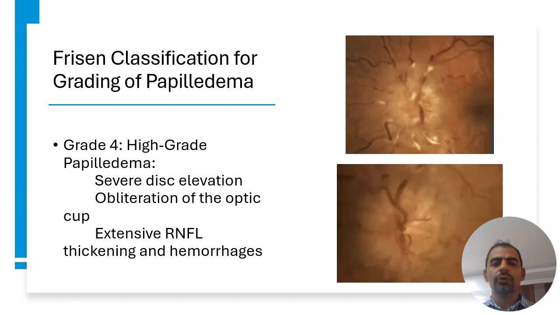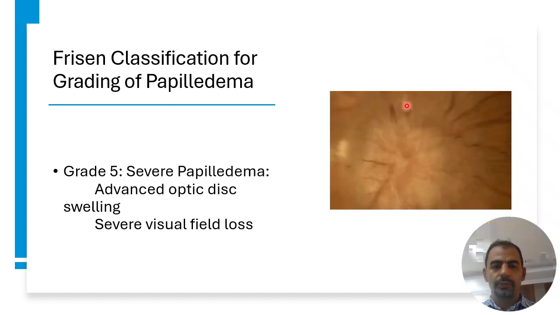Grade 4 papilledema, or what's known as high-grade papilledema, is characterized by severe optic disc elevation with obliteration of the optic cup, so we can no longer see the optic cup that is normally present in the optic nerve. There is extensive retinal nerve fiber layer thickening, so the disc is severely edematous, and peripapillary changes like the exudates and the hemorrhage. Grade 5 papilledema, or what's known as severe papilledema, is characterized by advanced optic disc swelling and severe visual loss. Those patients will usually pass to the secondary optic atrophy, as we will discuss later.